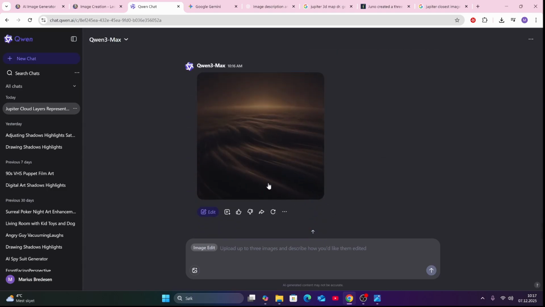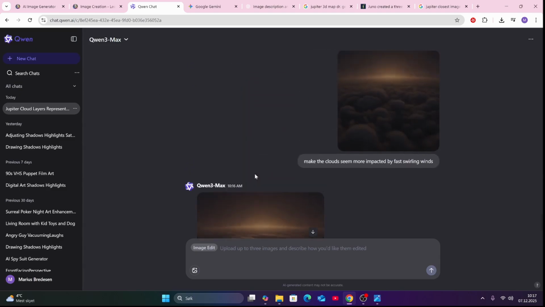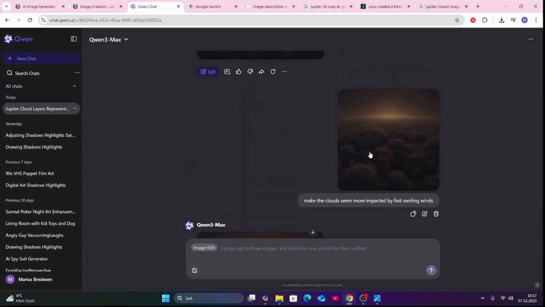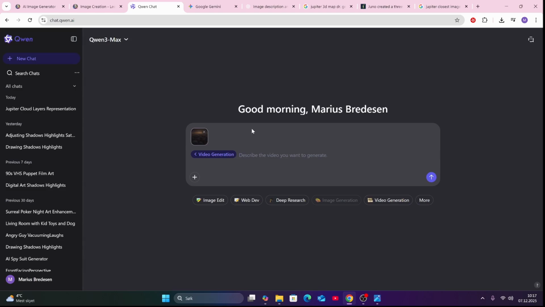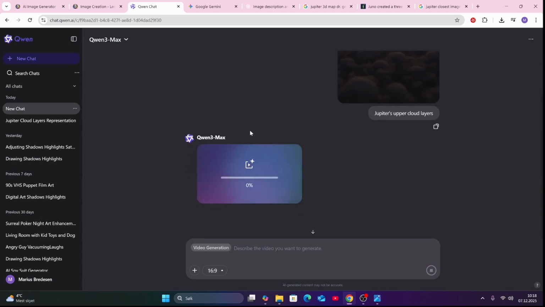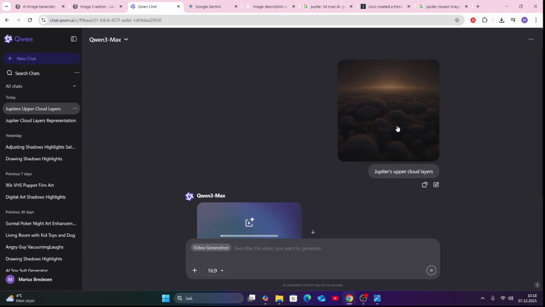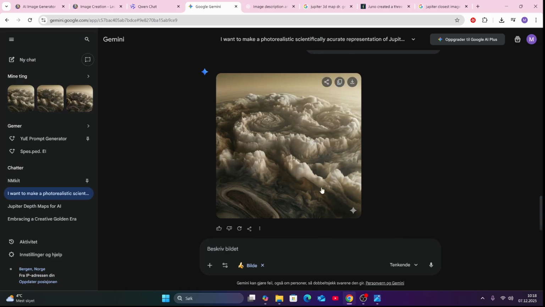And here it kind of gets messed up again. But if I'm to imagine what Jupiter would look like up close, I think the clouds would have more movement than they seemingly do here. What about making a video for this? Jupiter's upper cloud layers. It would most certainly not look this smooth, though. But a fun little experiment nonetheless.